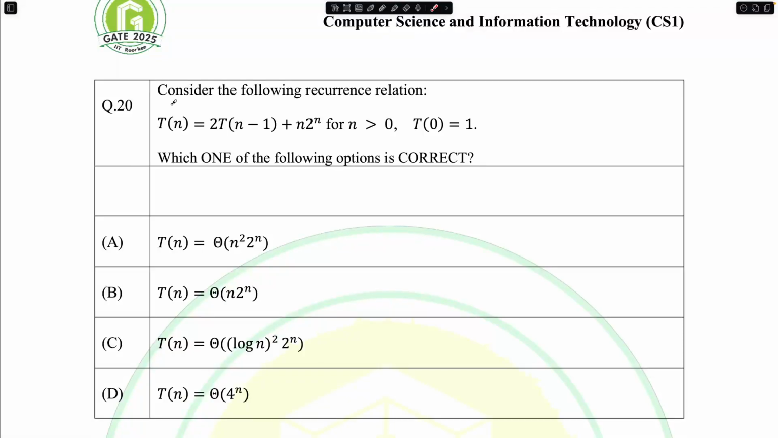Okay, so let's solve this question. The question states: consider the following recurrence relation. This is a recurrence relation, and this kind of recurrence relation is extensively used in the analysis of algorithms. You must have faced this at some point.